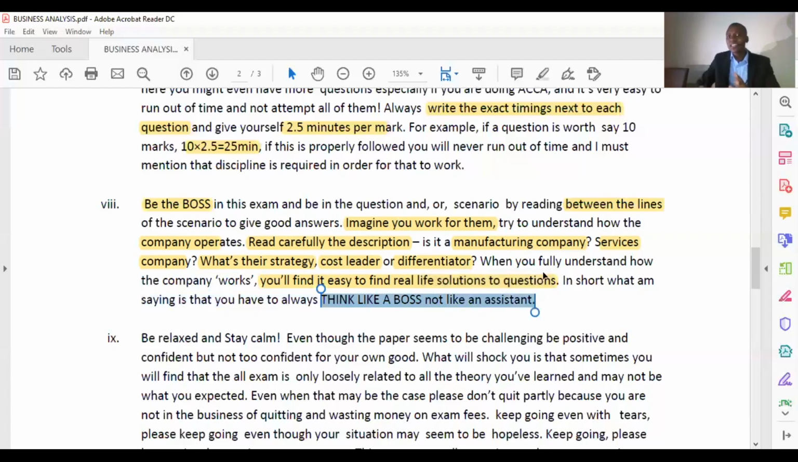If you are thinking like an assistant, you'll be restricted, because usually assistants have fear of using initiative because they don't want to be condemned at the end of the day. They don't want to be responsible, they don't want to be answerable. But when you are the boss, you take responsibility. So in this exam, take responsibility. Make a decision based on what you would do in reality if you were the boss. You must be the boss.